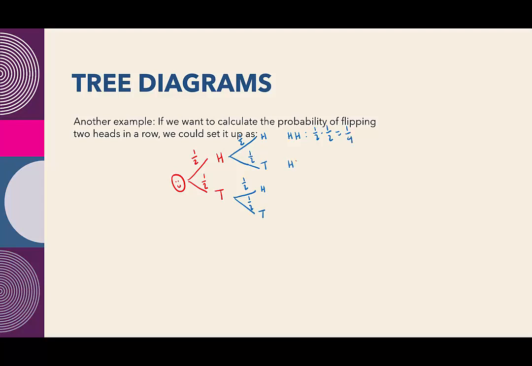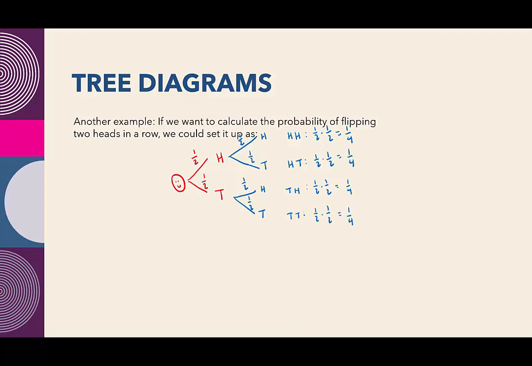The probability of flipping a heads then a tails would be 1/2 times 1/2. Spoiler alert, everything here is 1/4. This one's tails then heads. Also 1/2 times 1/2. These get a little boring, don't they? Sorry. And then lastly, tails and tails would be 1/2 times 1/2.